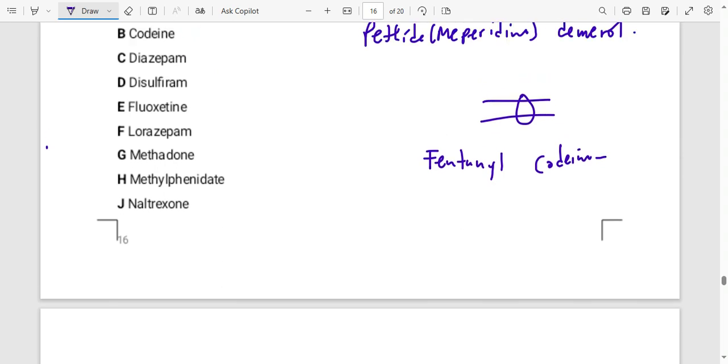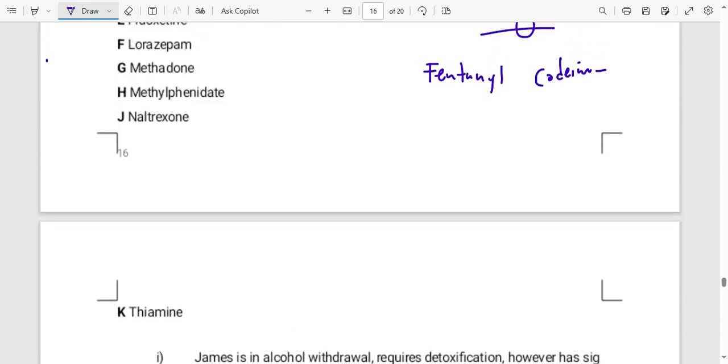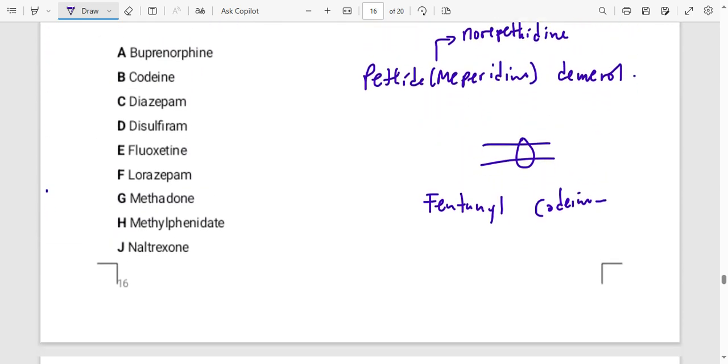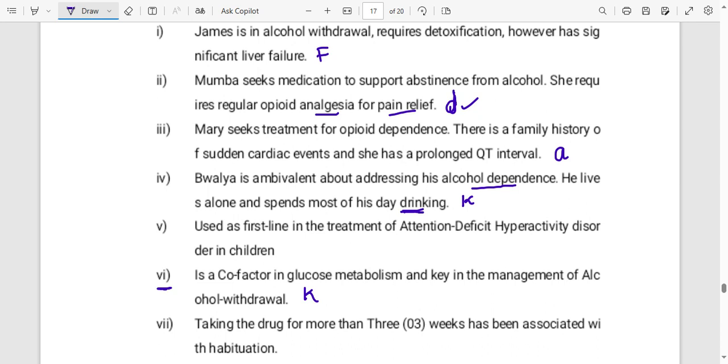Which one? So this patient is not concentrating. So we want a stimulant of the central nervous system, like we have got hyperactive attention deficit. So this guy is a stimulant of the central nervous system. Has anyone a different option? Anyone with a different option from methylphenidate?